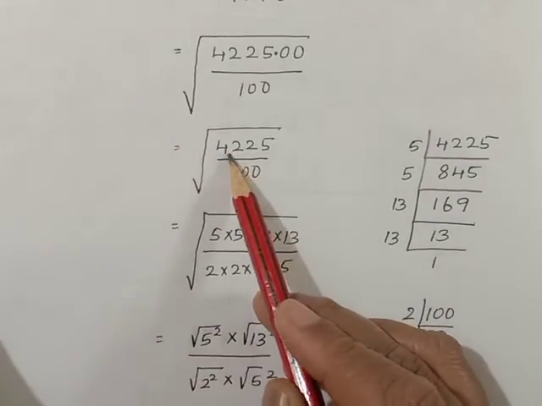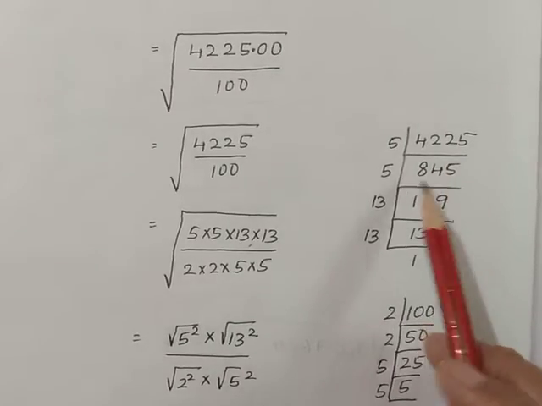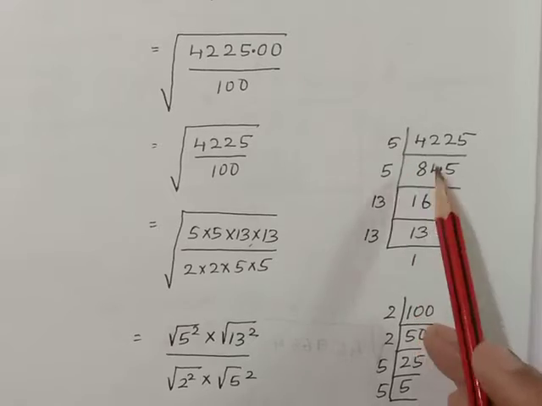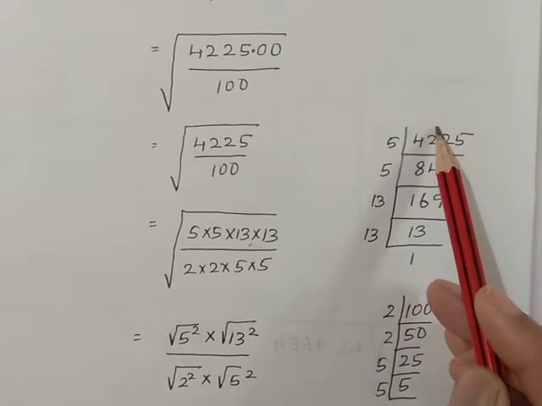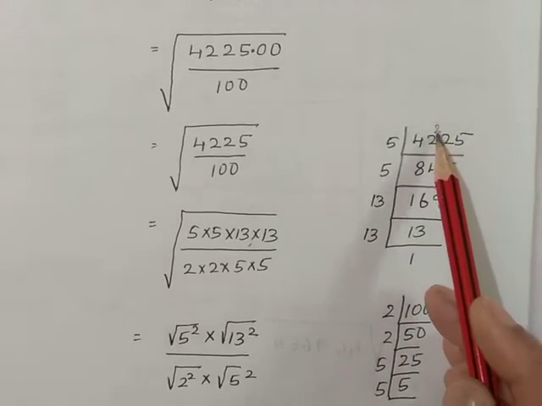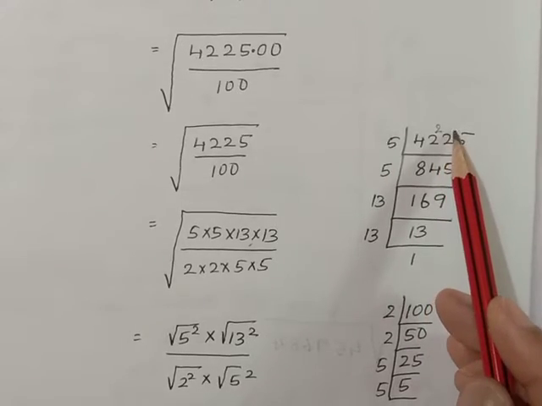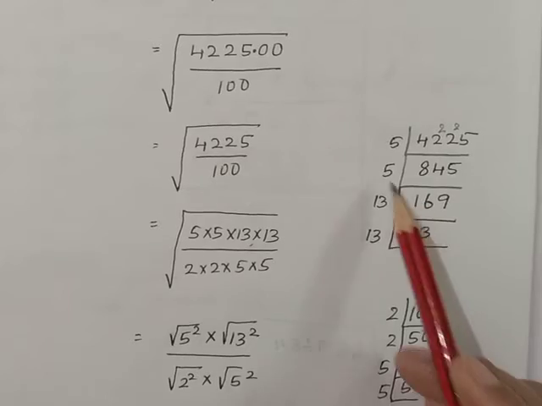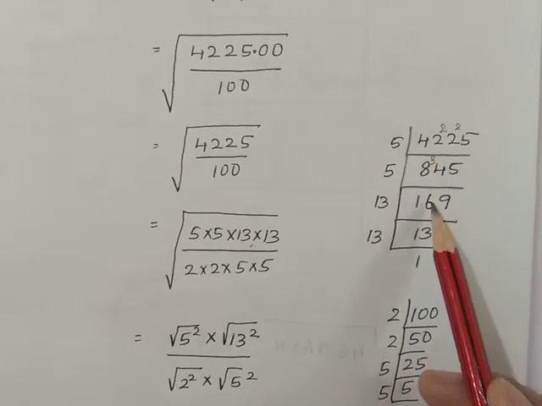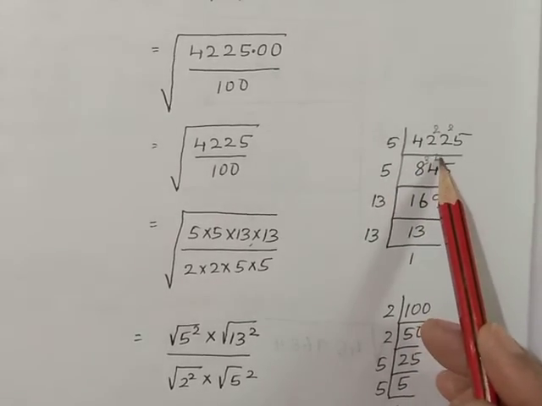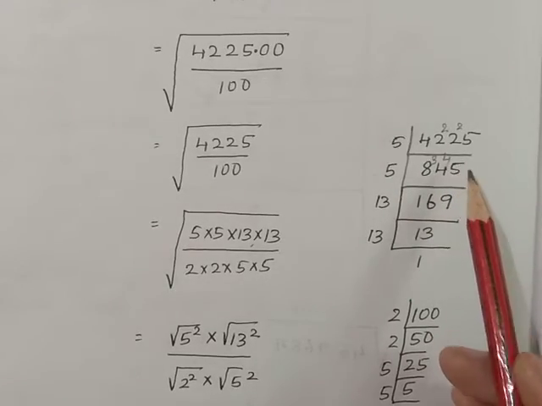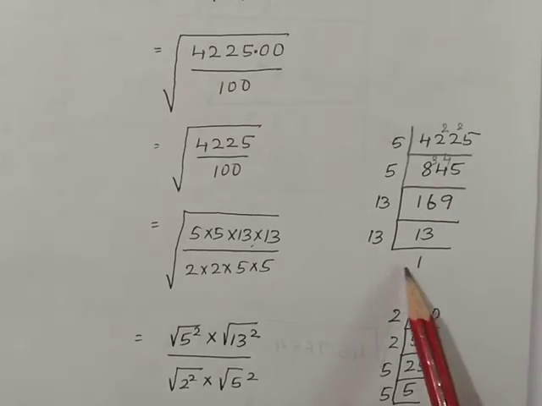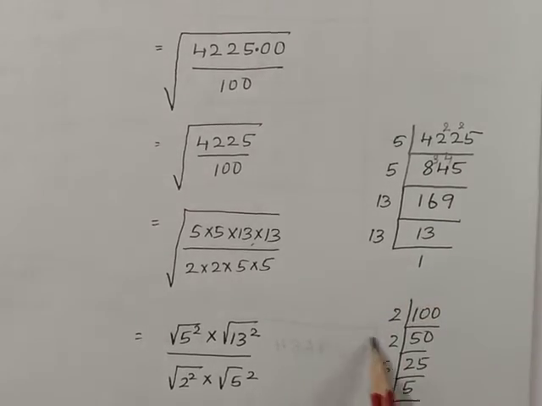So 4225 by prime factorization. Since it ends with 5, let us do the prime factorization by the fifth table. 8 5s are 40, balance 2, 22 we have, 4 5s are 20, balance 2, 5 5s are 25. Next 1 5s are 5, balance 3, 6 5s are 30, balance 4, 9 5s are 45. 169 can be written as 13 13s are 169. So 13 can be written as 13 ones are 13.